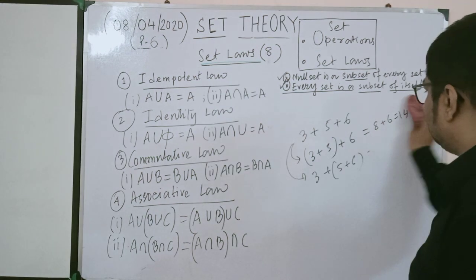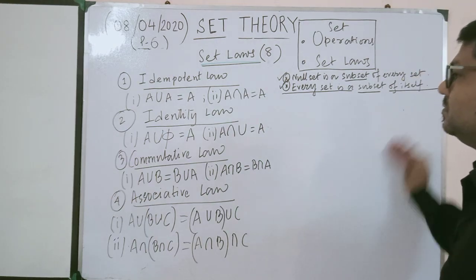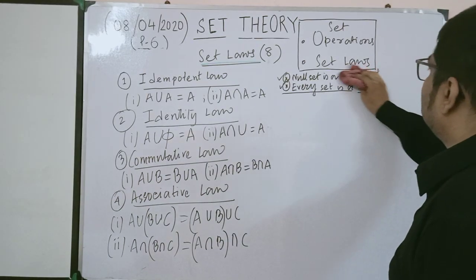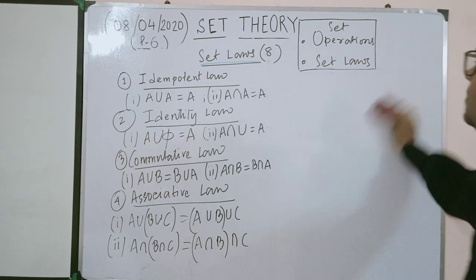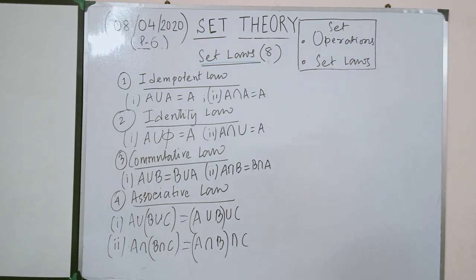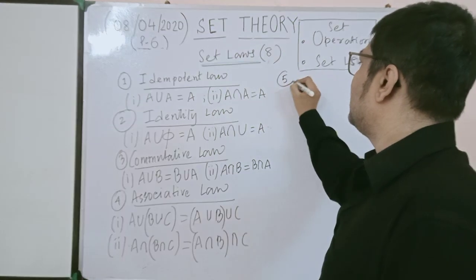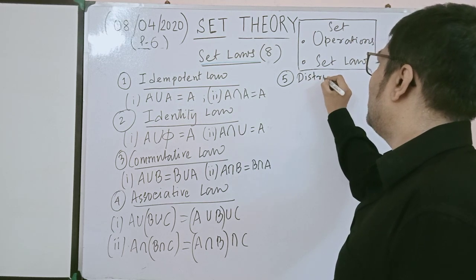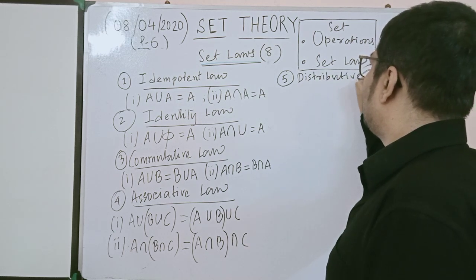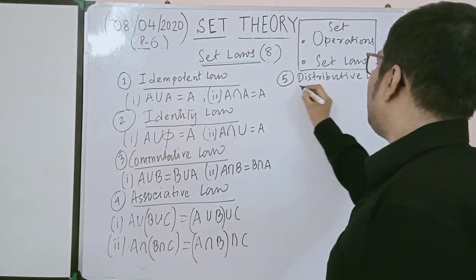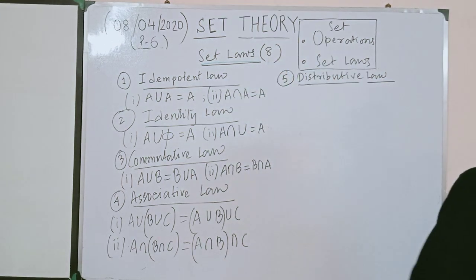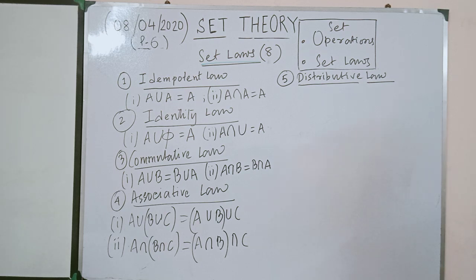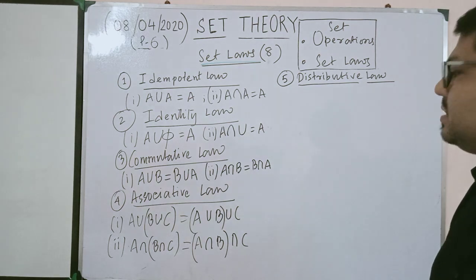Okay, now the next law. Number 5, we see we have got distributive law. By the way, we have totally 8 set laws. That's why I wrote an 8 over there. Always remember, you have got 8 set laws. Now distributive law is what? Distributive law is something like this.